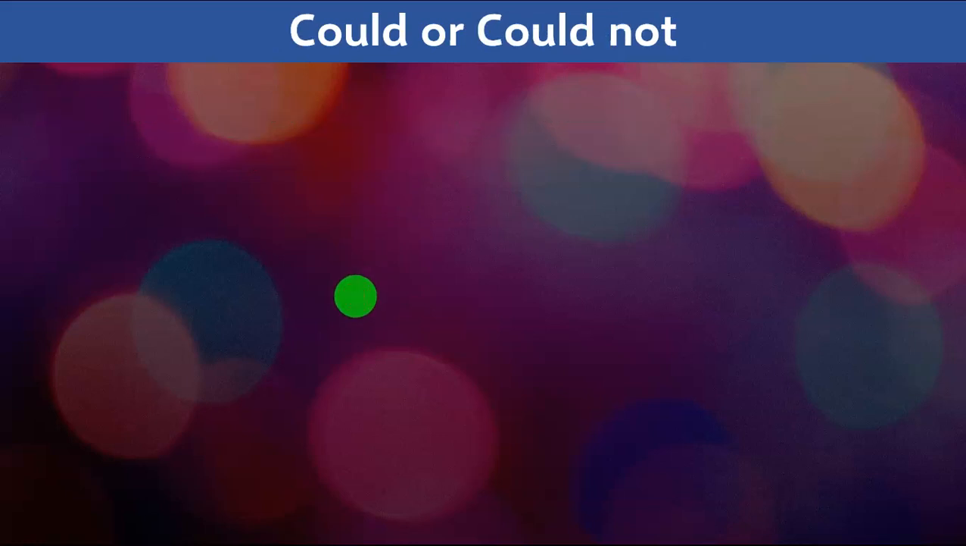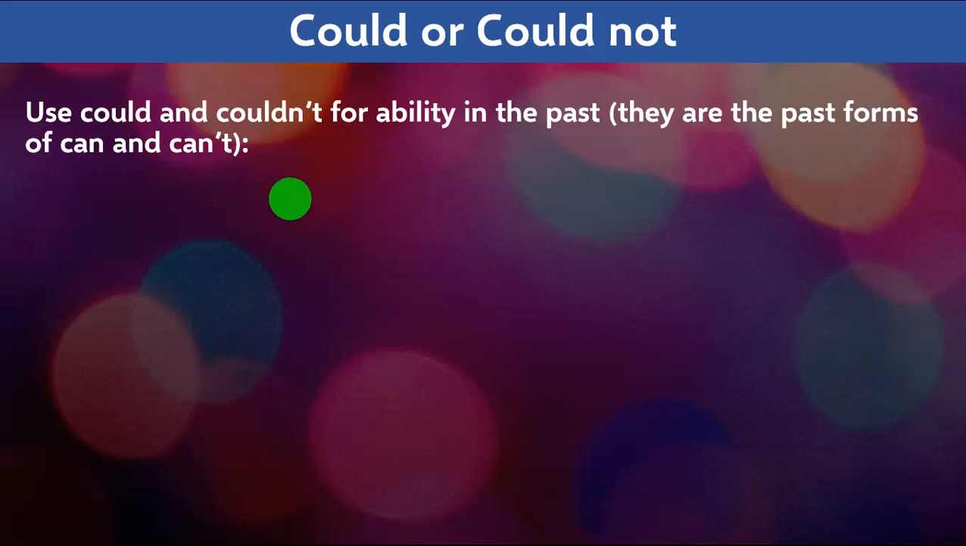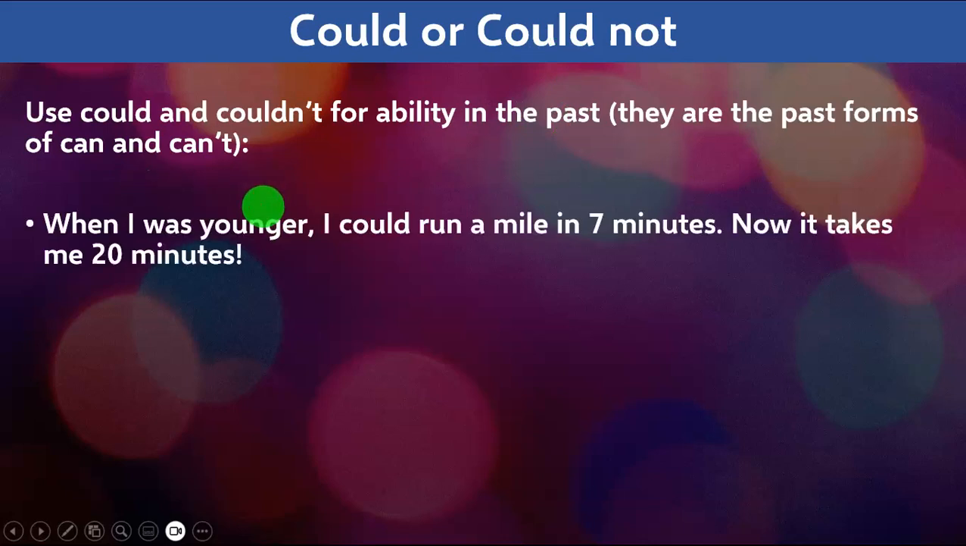Let's move on. Now let's understand the words could or could not, or could or couldn't. Use could and couldn't for ability in the past, right? They are the past forms of can and cannot, can and can't, right? So could or could not are the past forms of can and can't. Let's take a few examples.